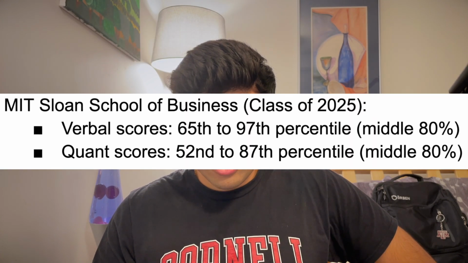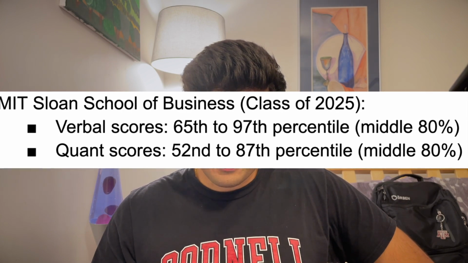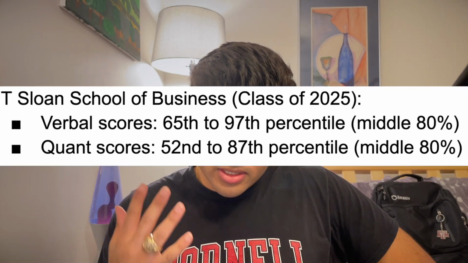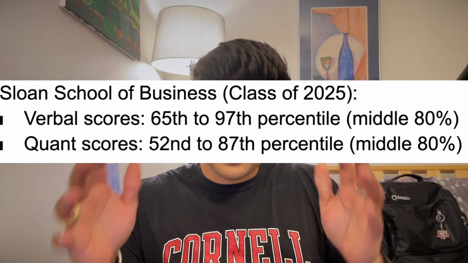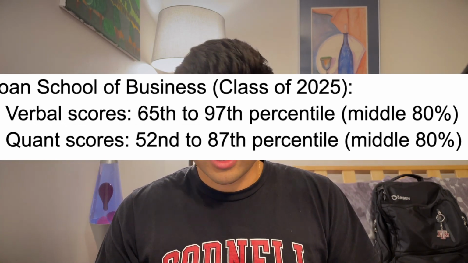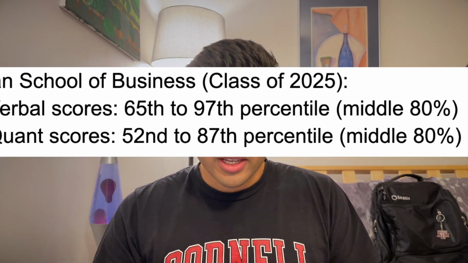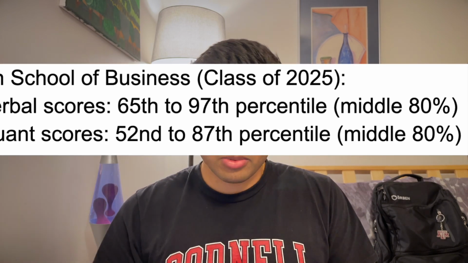And what about MIT Sloan School of Business for the class of 2025? Well, the verbal scores are usually from the 65th to 97th percentile. So we're just taking a kind of confidence interval. This is just the middle 80%. So usually they see verbal scores between the 65th and 97th percentile. And for quantitative, they usually see scores from the 52nd to 87th percentile.